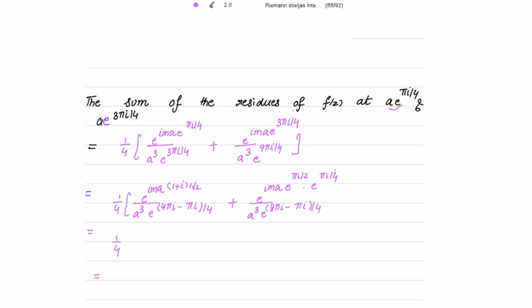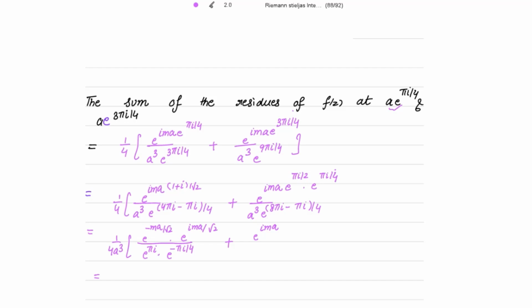Alright, now when you multiply this iota inside, you will get e to the power minus m a over root 2 into e to the power iota m a over root 2 upon, I'm taking this a cube outside, so this is e to the power pi iota. If you take this 4 inside, so this is e to the power pi iota, right? And this is e to the power negative pi iota by 4 plus this is e to the power iota m a, and this is e to the power pi iota by 2.